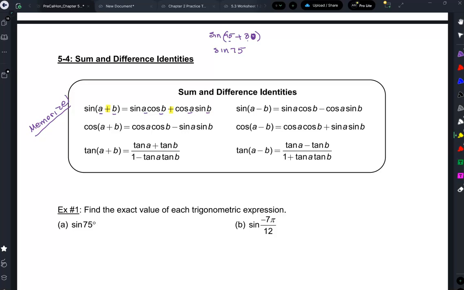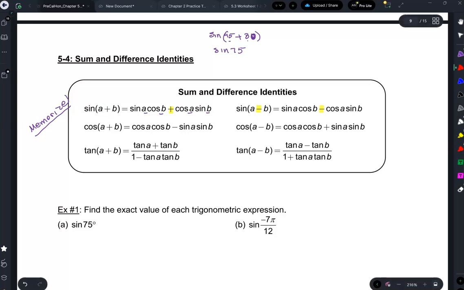Now, if you have sine of A minus B, again, you have A B, same order. Minus. Let's look at the cosine. You have cosine A, cosine B, sine A, sine B. Okay, this is different. However, it's still A B, the same order.